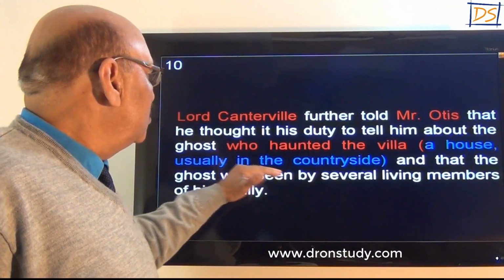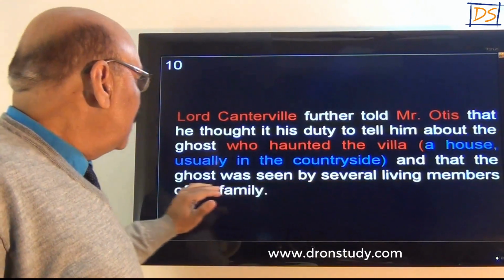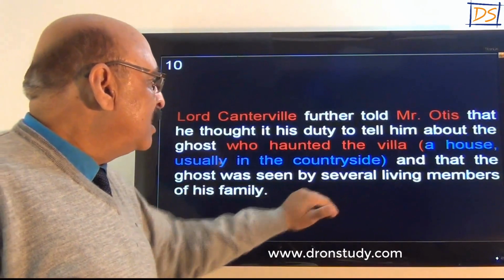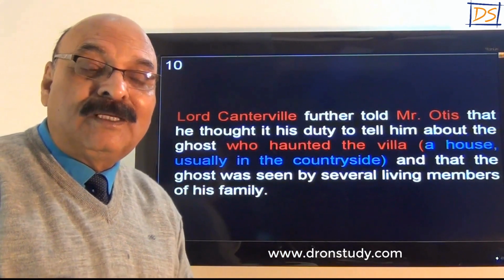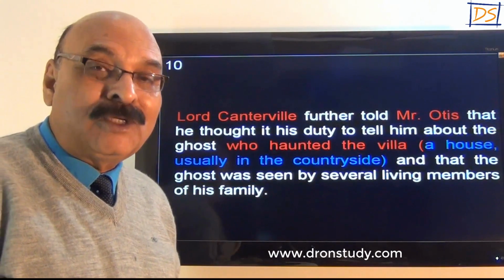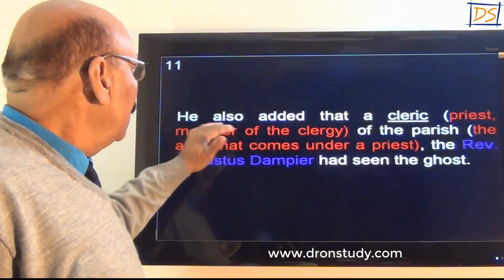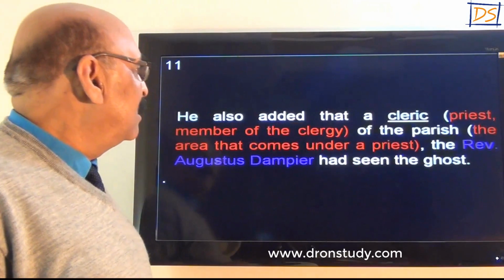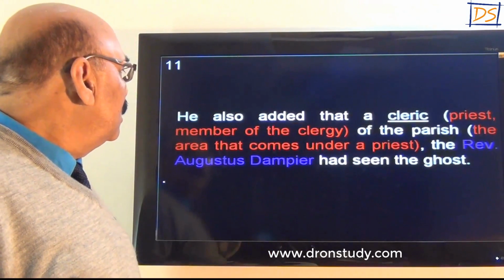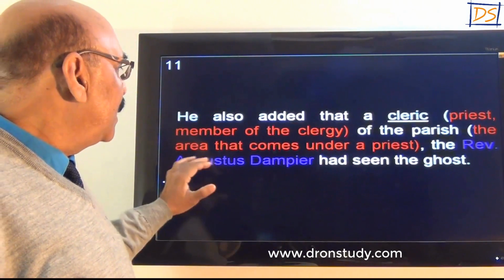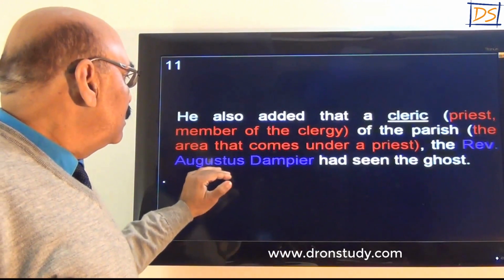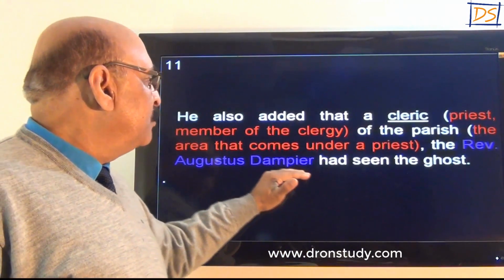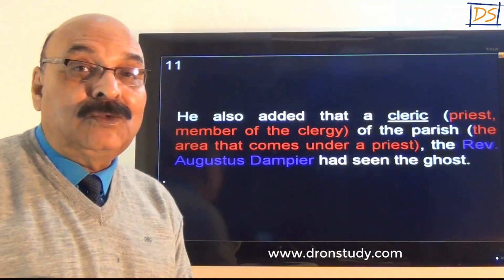Villa is a house usually in the countryside, and the ghost was seen by several living members of his family. He gave proofs also that several members of his family saw that ghost. He also added that a cleric, a priest, a member of the clergy of the parish area that comes under a priest, the Reverend Augustus Dampier, had also seen the ghost.